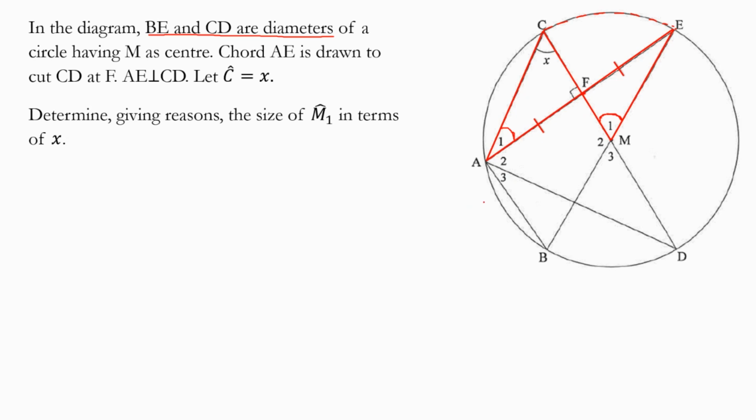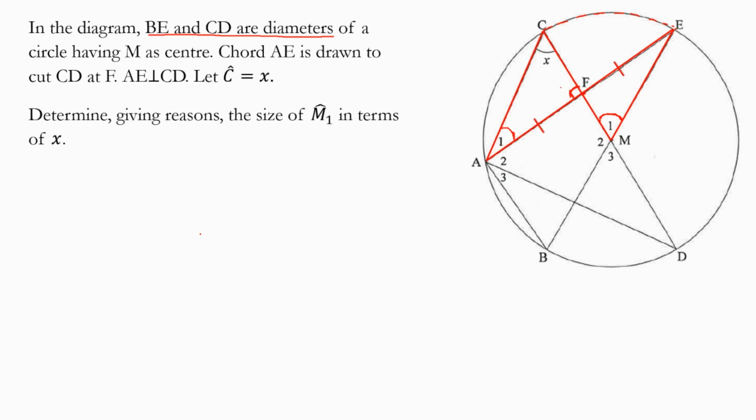So let's find A1. This angle is given as 90 degrees. Angle C and angle A1 are complementary angles. They add up to 90 degrees. So it means angle A1 is going to be 90 minus X, or use the angle sum in a triangle.